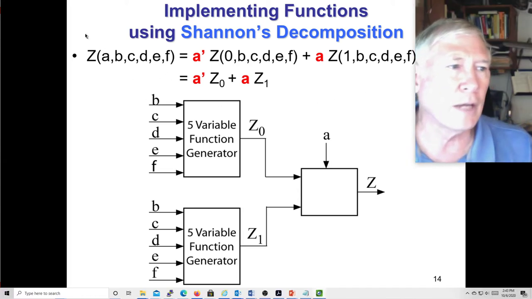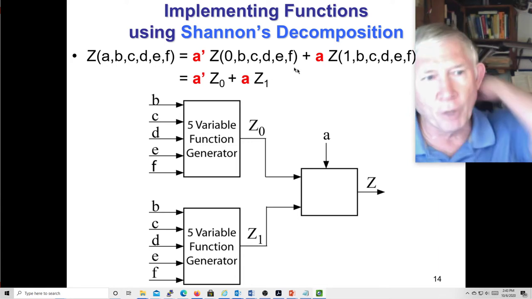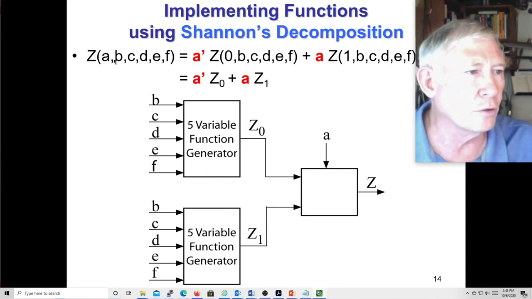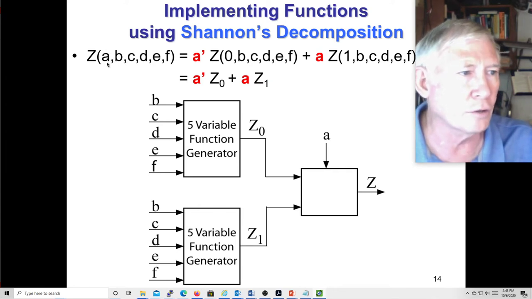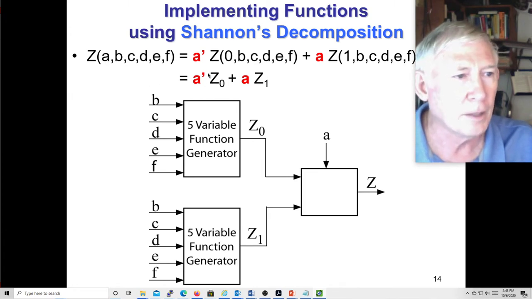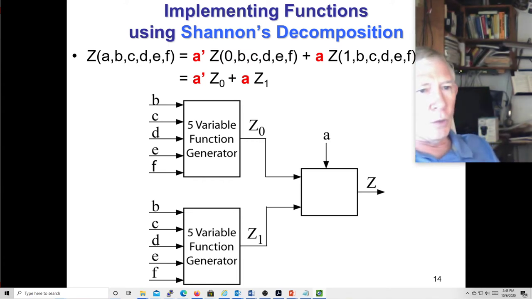All right, so let's say you have an expression, Z of A, B, C, D, E, F. So that's 1, 2, 3, 4, 5, 6. And you want to decompose it into two fives. So what you do is you factor out the A, and you basically factor it with two parts, one where A equals 0 and the other where A equals 1. So you have A prime times Z0 and A times Z1. The Z0 function is where A is 0, and the Z1 is where A is 1.